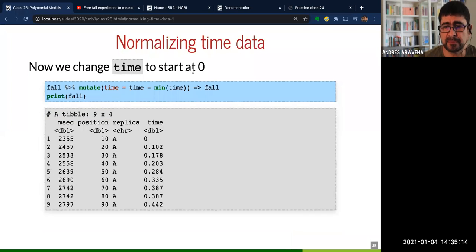And then I correct the time. So the starting time is 0, as you say, which I'm doing this way. I'm taking the new value of time as the old value of time minus the minimum, which is the starting point. Okay. So here I got 0, and then 0.1 second, and 0.4 second, and so on.